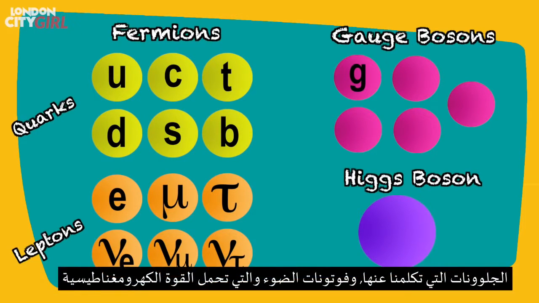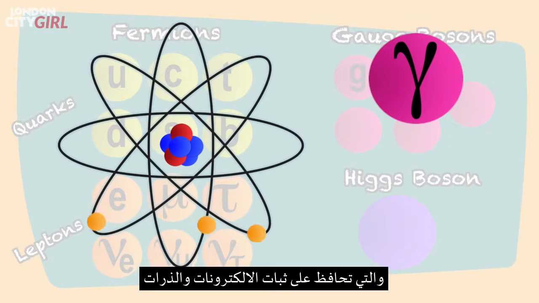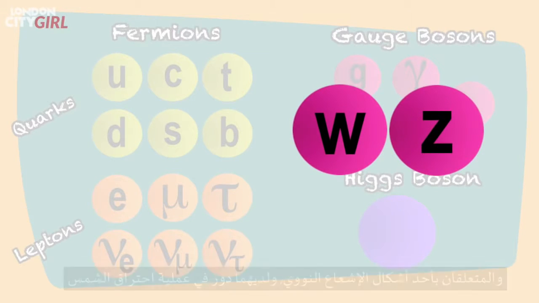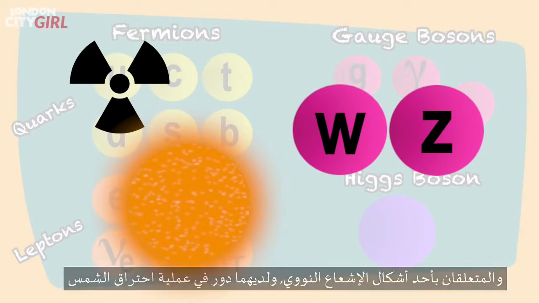The gluons we have discussed already. The photons are particles of light and carry the electromagnetic force, which holds the electrons in atoms. The W and Z bosons carry the weak nuclear force, which is involved in some forms of radioactivity and plays a role in how the sun burns.